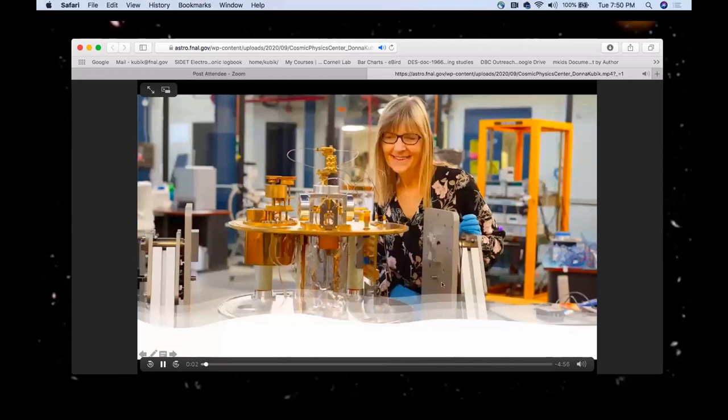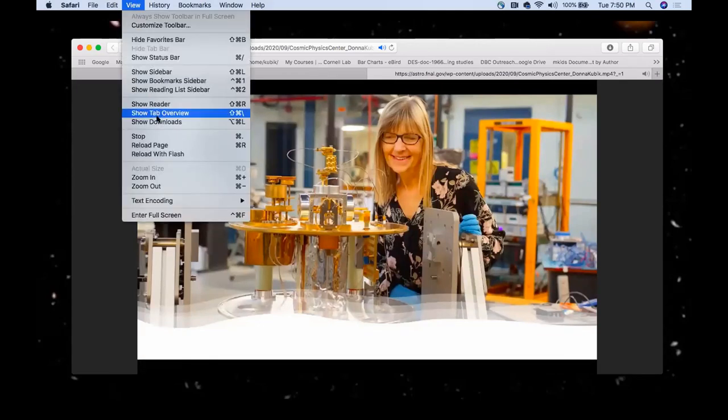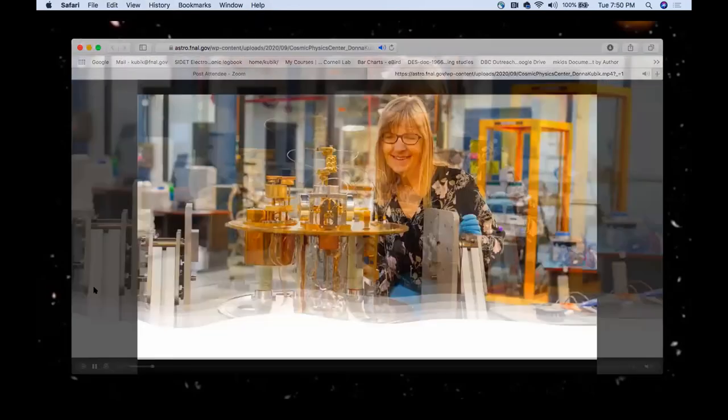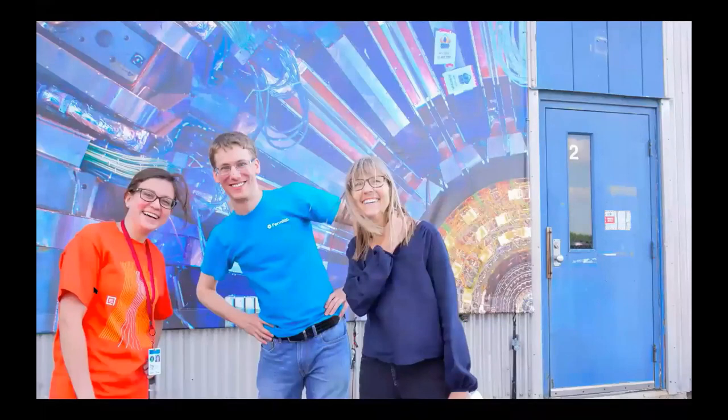Hello, here I am working in the lab on a microwave electronics circuit. As an engineering physicist at Fermilab, I'm thankful and thrilled to have the opportunity to work both in the lab and in the field on cosmic physics projects. In addition, I often have the opportunity to share my enthusiasm with visitors. Here I am with two colleagues waiting for a tour group.